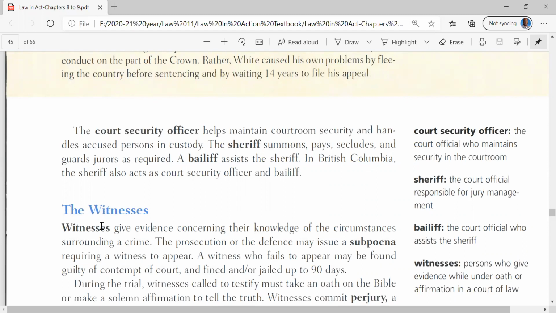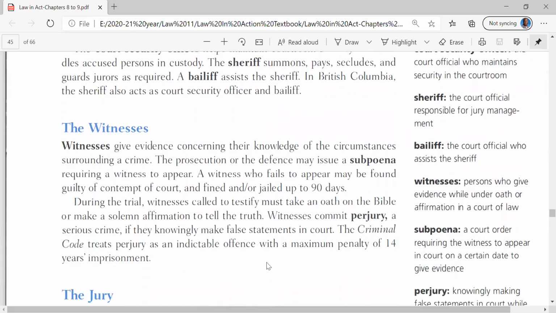The court security officer is there for the security of the room. There's a sheriff, who summons and pays and sequesters jurors, and the bailiff assists the sheriff, right? Then there are witnesses, which means people who might have observed or have information about the event. The defense may issue a subpoena, which means you have to come and testify, right? If you don't, you are fined.